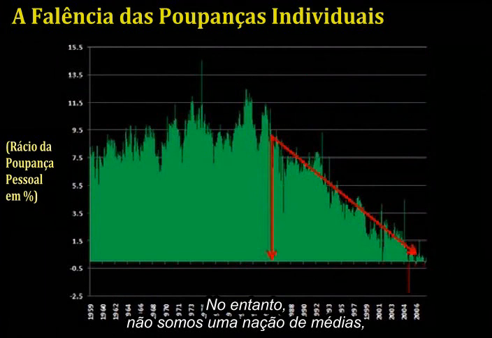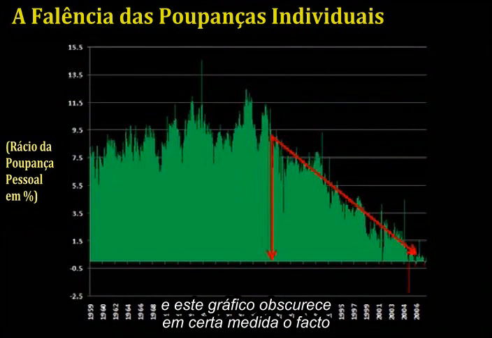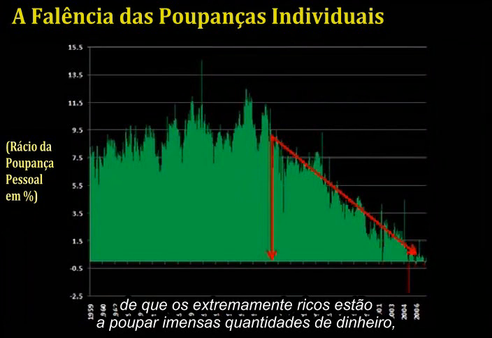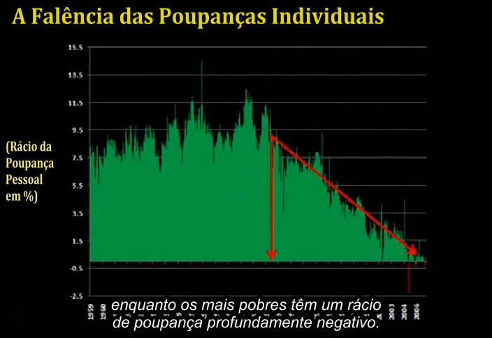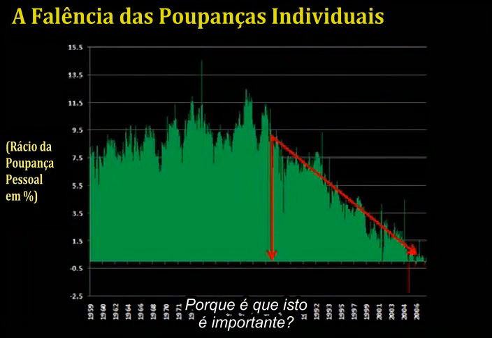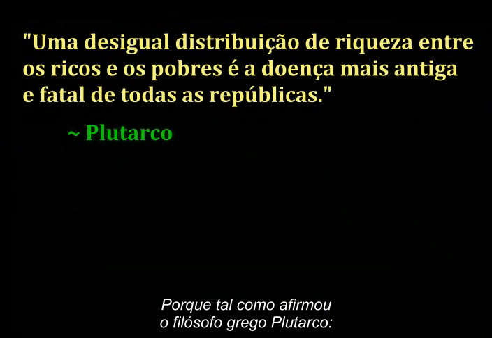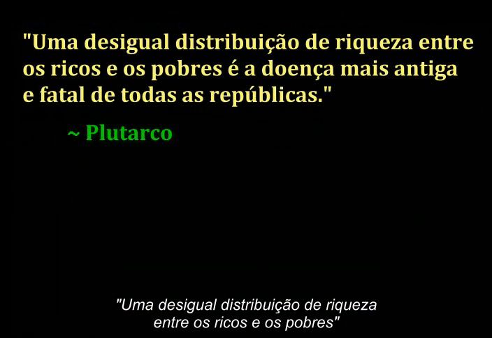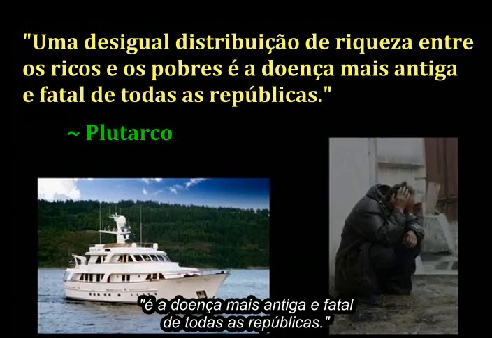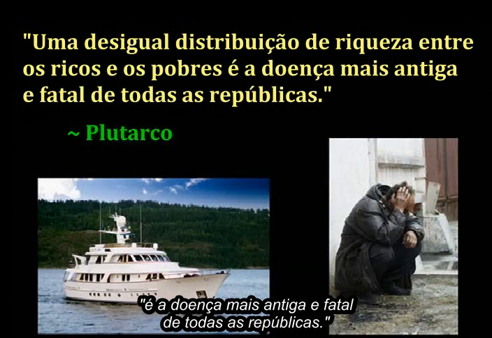citizens. However, we are not a nation of averages, and this chart somewhat obscures the fact that the extremely wealthy are saving incredible amounts of money, while at the lower ends, the savings rate is deeply negative. Why is that important? Because as the Greek philosopher Plutarch once stated, an imbalance between the rich and the poor is the oldest and most fatal ailment of all republics.